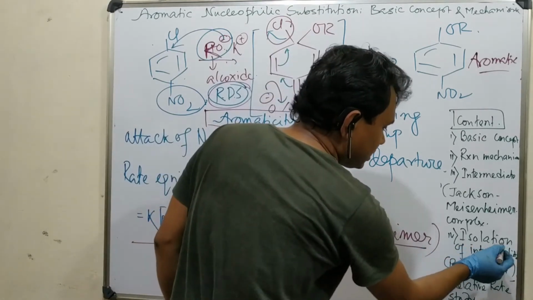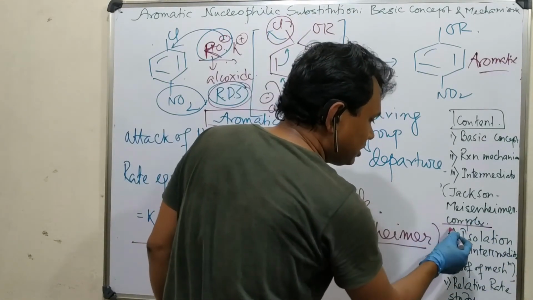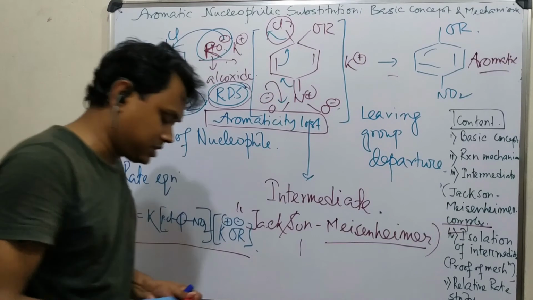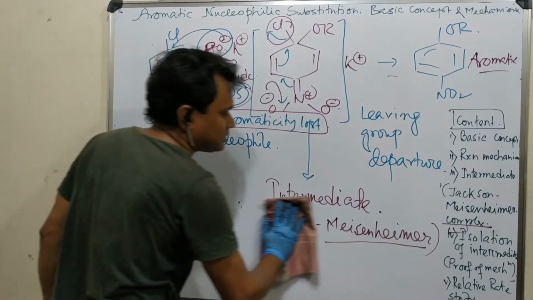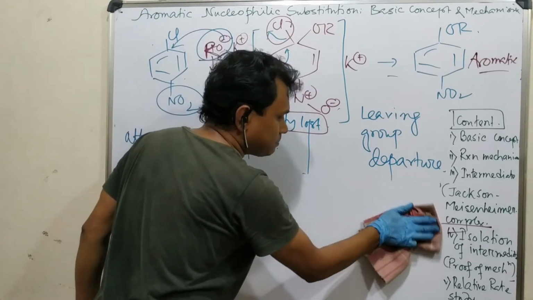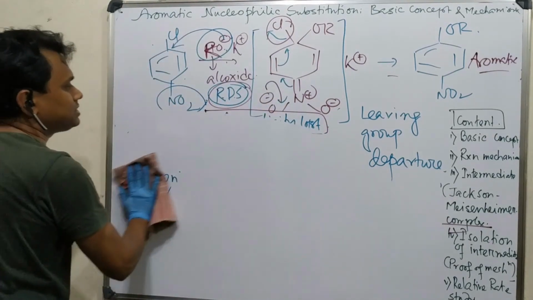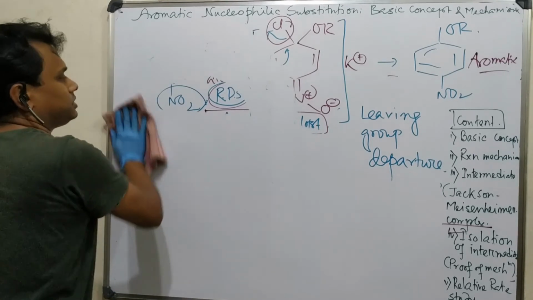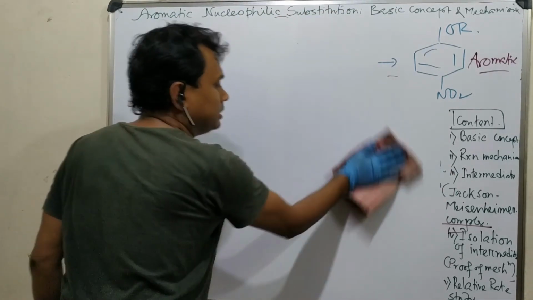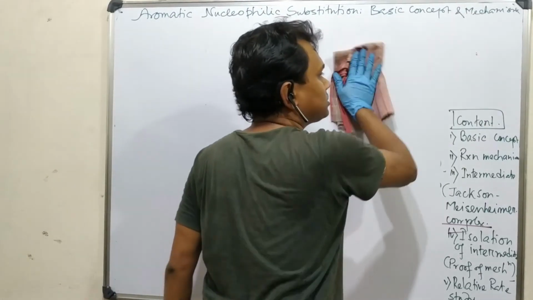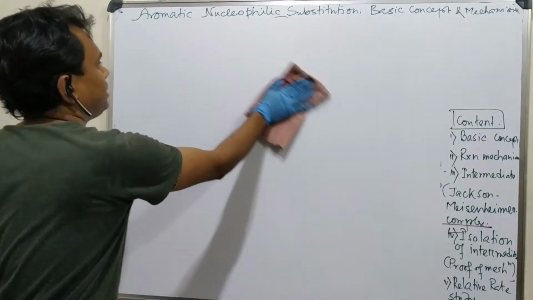So this is the isolation. Okay, Meisenheimer complex I have told. Let's discuss the isolation of the intermediate. Now, in the general case, we always say as a proof of mechanism, it is better to isolate the intermediate, and this is true for this case also. Intermediate isolation supports the explanation for the mechanism.